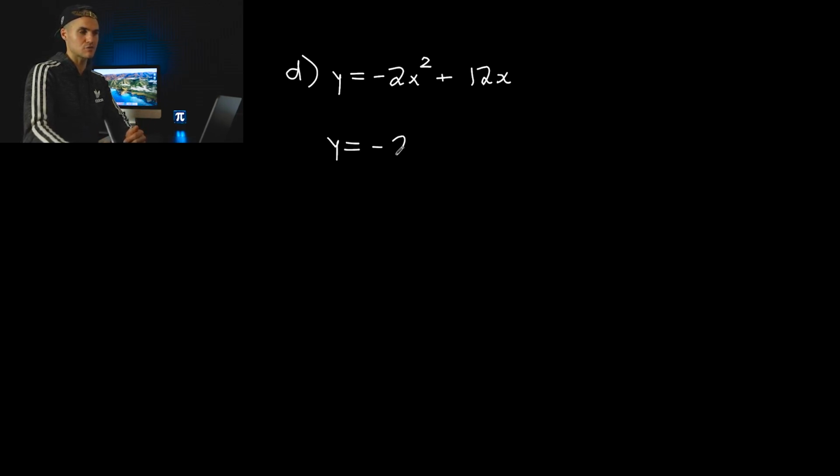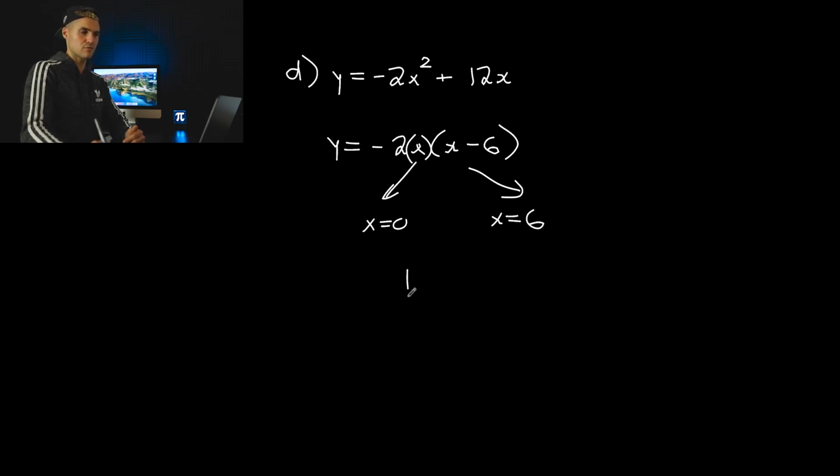We could take out a negative 2x, and we'd be left with what? X minus 6. And so from here, this x value by itself, we could tell one of the x-intercepts is 0. And then over here, the other x-intercept is 6. Okay, so if we draw a rough graph of this, we have an x-intercept of 0. We have an x-intercept of 6.